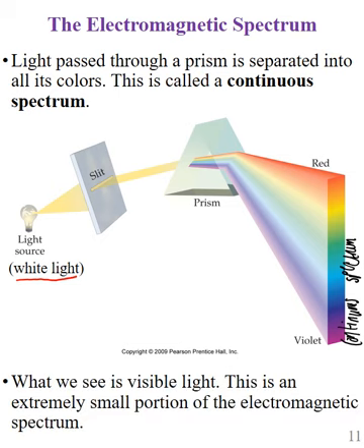So what we see is known as visible light. Visible light is part of the electromagnetic spectrum. But this is an extremely, extremely, extremely small portion of the spectrum. The spectrum includes a ton of different wavelengths. So let's look at that next.